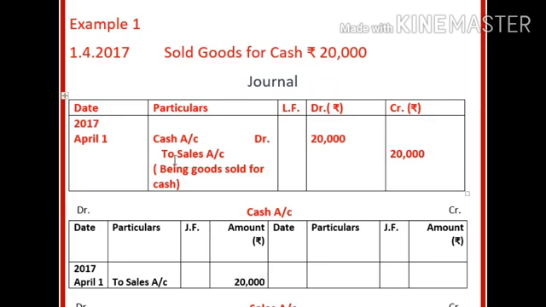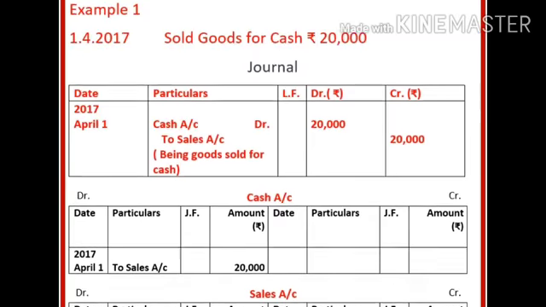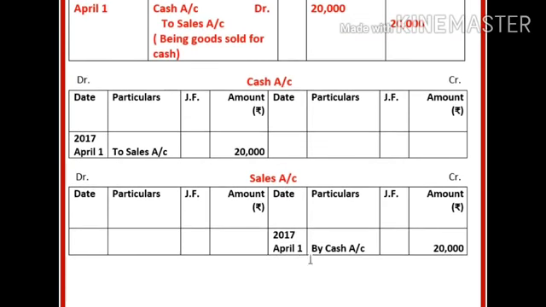Now how will you show it in the sales account? On the credit side. And what is the name of the other account in the sales account? By cash account. Just look at this transaction very carefully. This is the basic rule of how you can post a transaction from journal to ledger. In the journal it will appear like this. In the ledger it will appear like this.